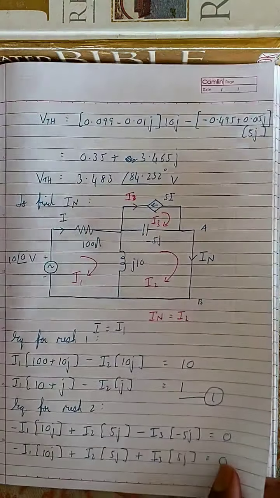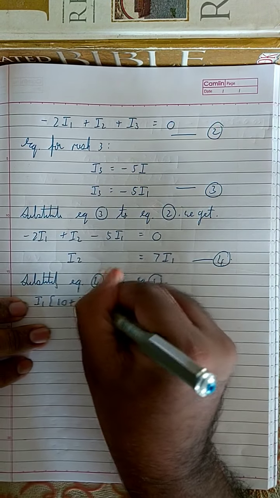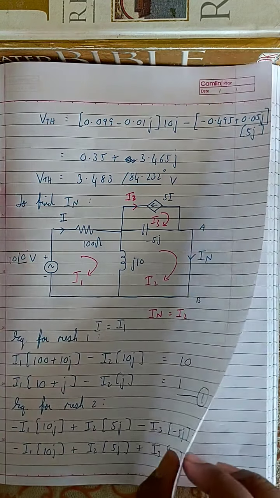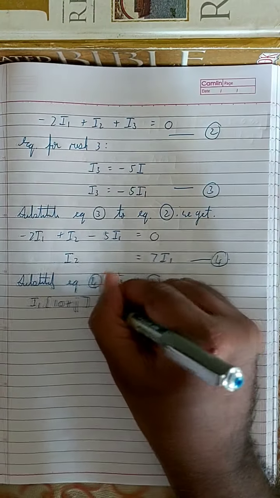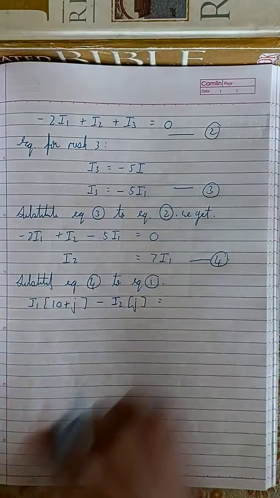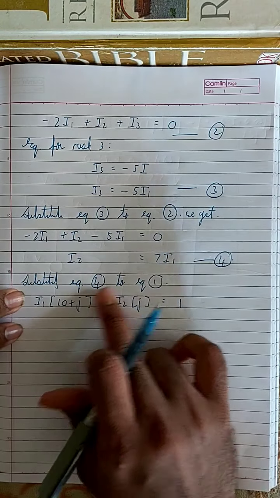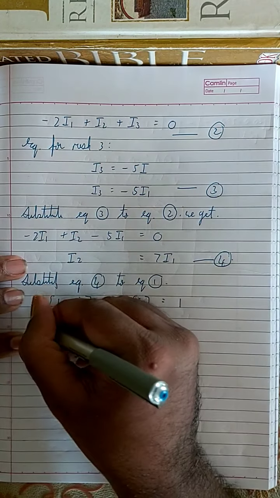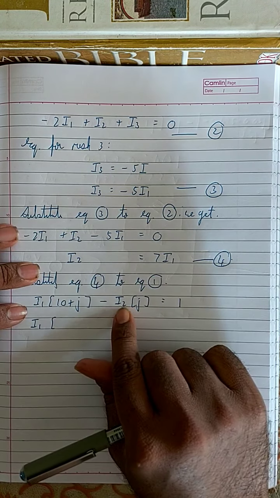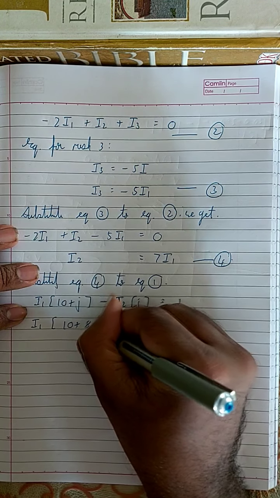What is equation 1? I1 into 10 plus j, minus I2 into j, is equal to 1. This is the first equation. So here I2 is equal to 7I1. So you have I1 into 7I1, so this will become 7j.